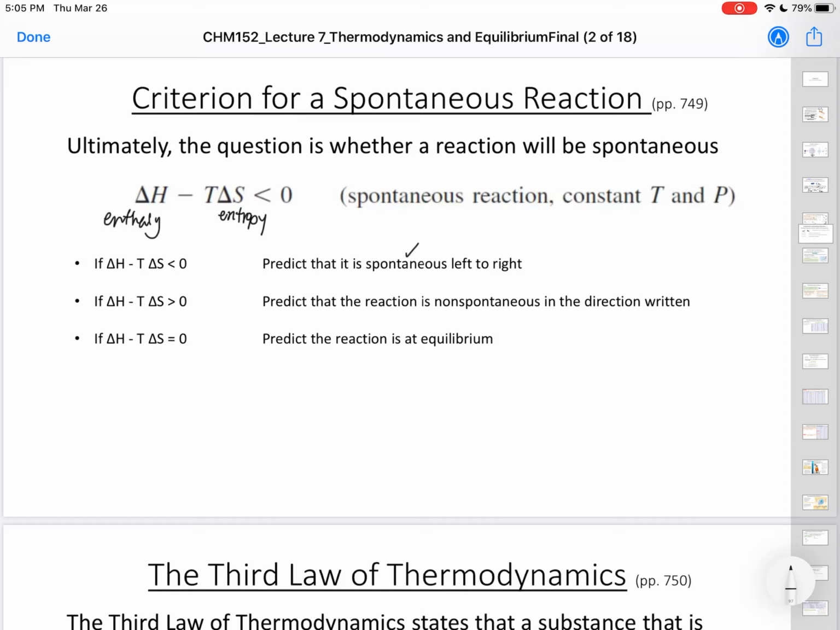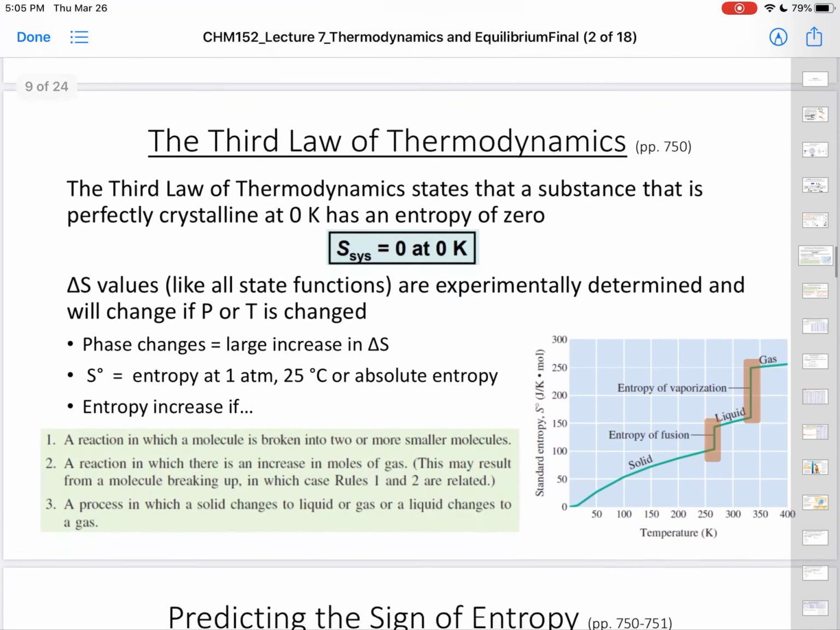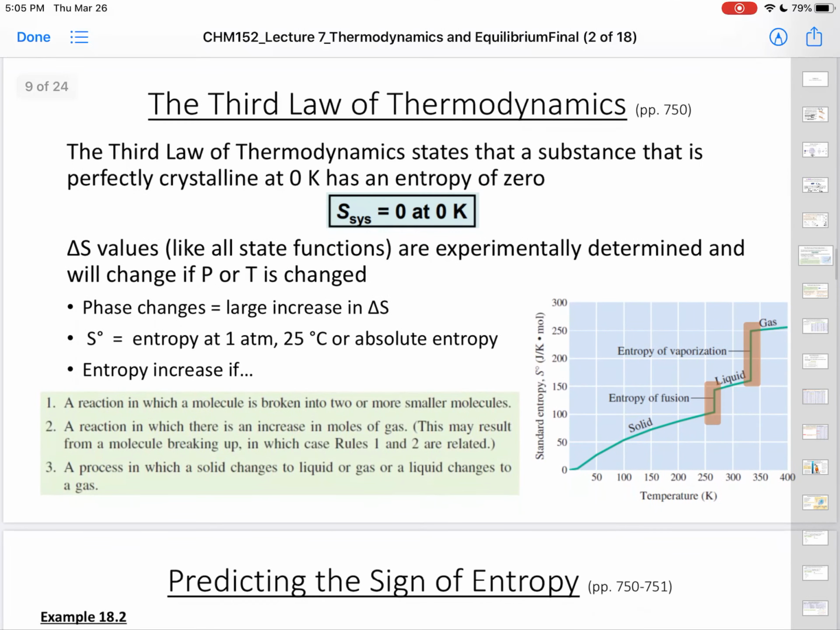Then it's spontaneous at constant temperature and pressure, okay? So if you predict that it is less than 0, you predict it is spontaneous. If you predict that this value is greater than 0, then it is not spontaneous. And if it is equal to 0, it's at equilibrium, okay?